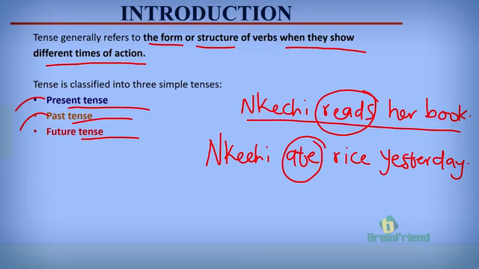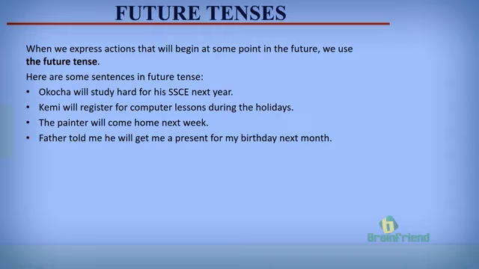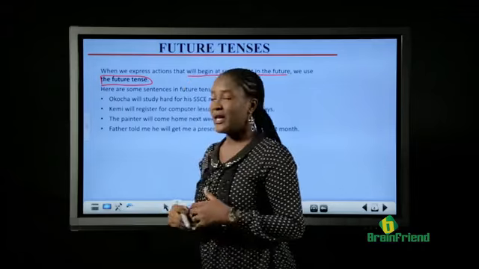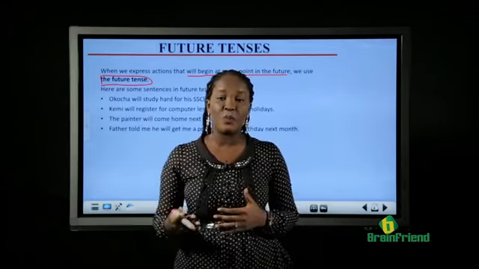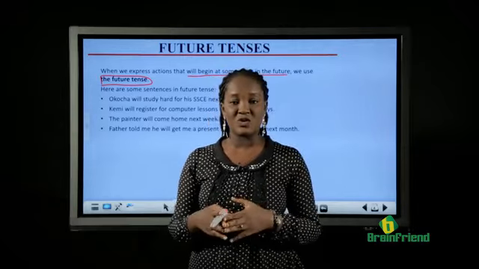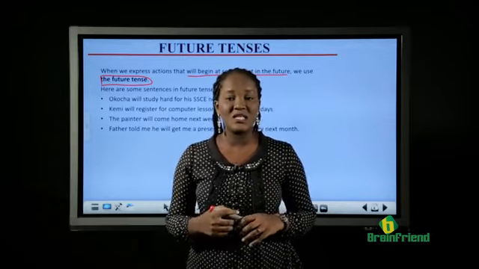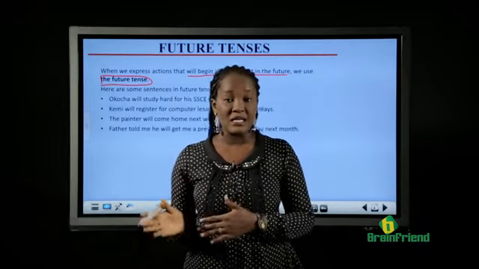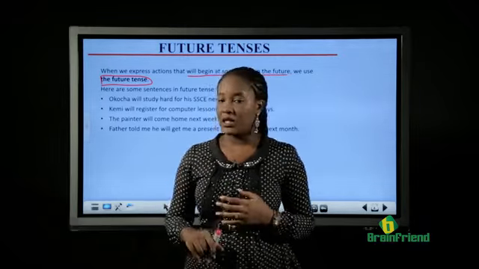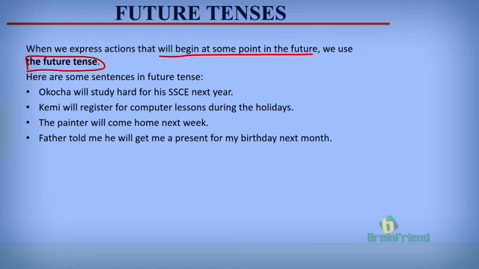For today's lesson, we will consider the future tense. Now, when we say an action is expressed in the future tense, what do we mean? When we express actions that will begin at some point in the future, we use the future tense. So when an action will begin at some point in the future, we use the future tense to express such actions. What this means is that such actions have not happened yet, but they are yet to happen in the future. Now let's take some sentences written in the future tense.